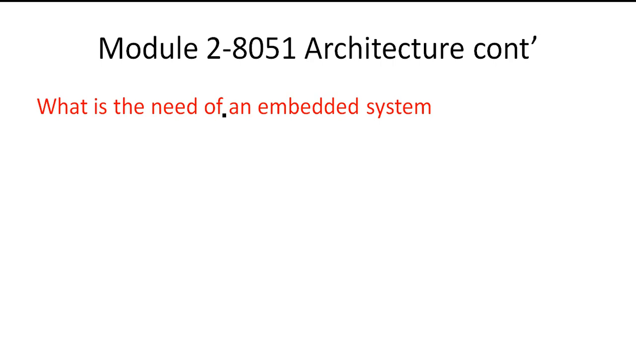And what is the need of an embedded system? Why do we need to go for an embedded system? Suppose you want to implement a washing machine with a computer. We need to provide some cables and some control lines from the computer to the washing machine.